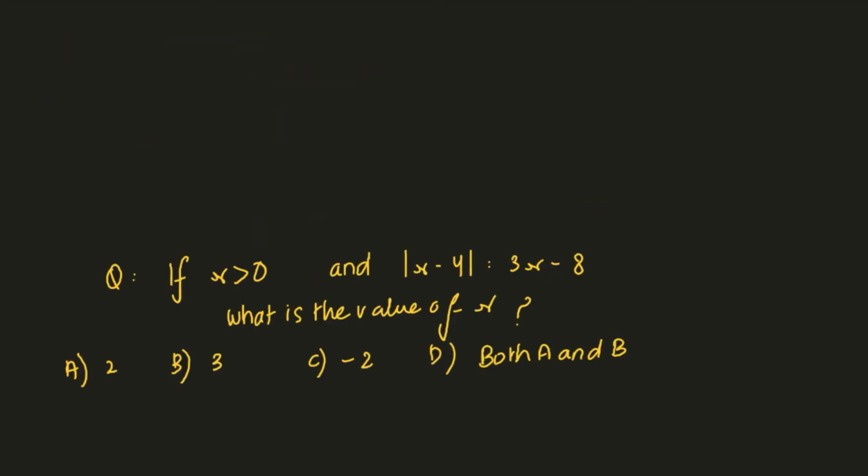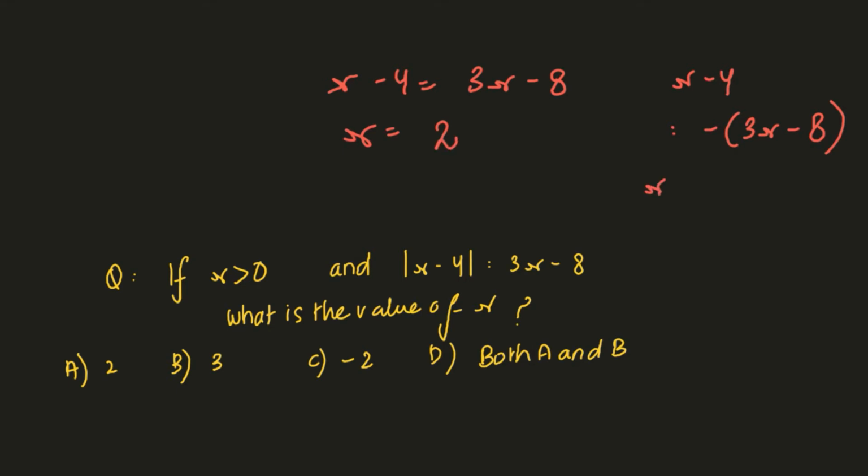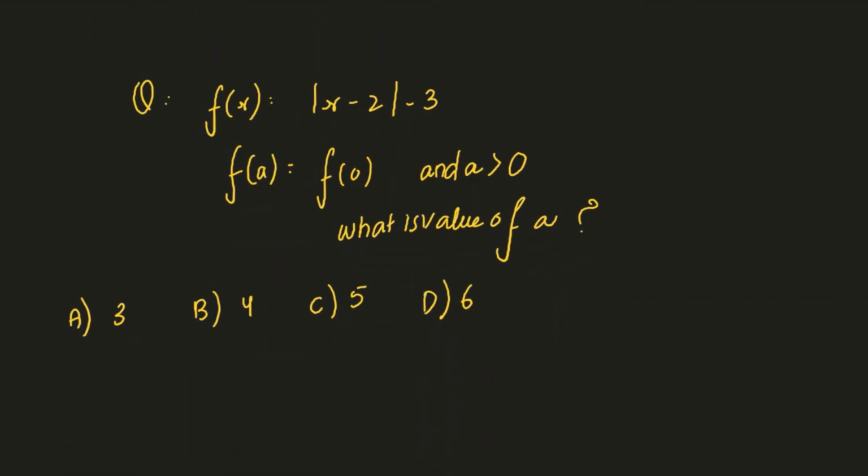Alright, so here we have if x is greater than 0 and modulus of x minus 4 is equal to 3x minus 8, what is the value of x? So for this, simply open the modulus up, first of all by doing this, and x minus 4 is equal to minus 3x minus 8. So when we solve for both of these, we get for this one x is equal to 2, for this one x is equal to 3. Since both 2 and 3 are solutions and a is 2 and b is 3, the answer for this will be D.